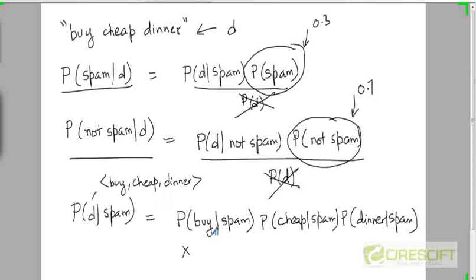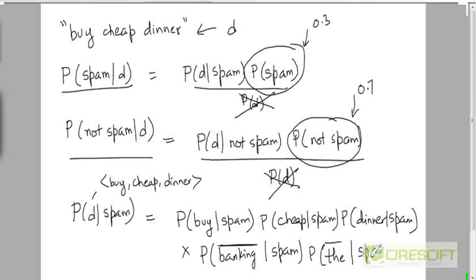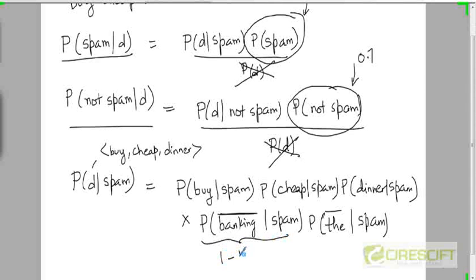So if you're given a random document from the spam class, it should have these three terms and it should not have the term banking. So not banking given spam, and not the given spam. Okay, so this obviously is just 1 minus the probability of seeing the word banking in a random document of the spam class, and likewise this is 1 minus the probability of seeing the word the in the spam class.